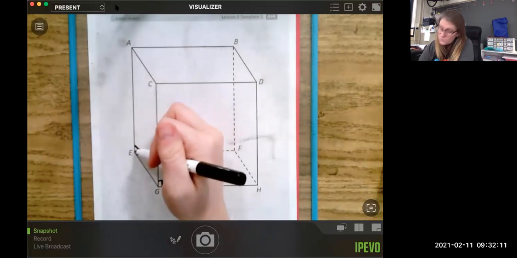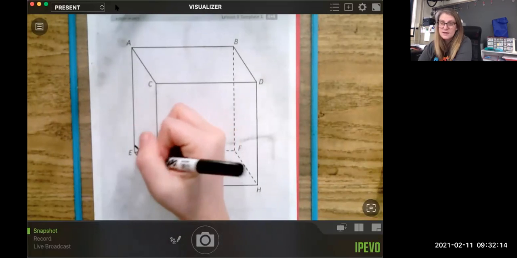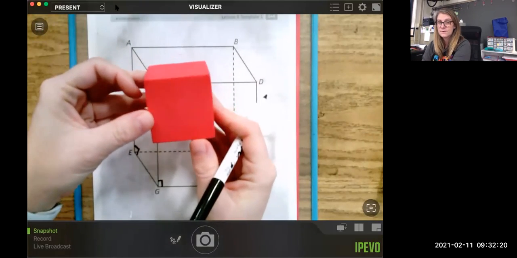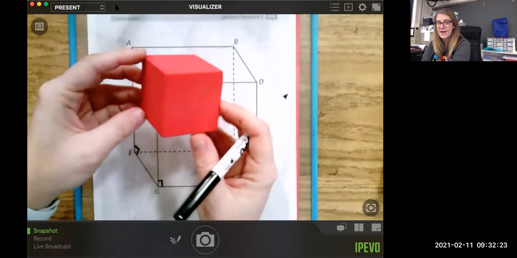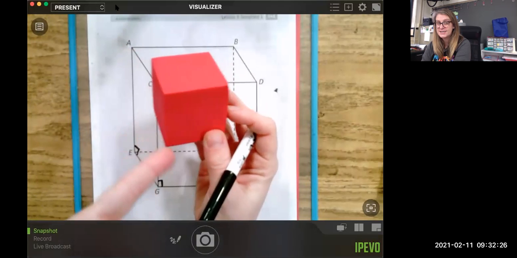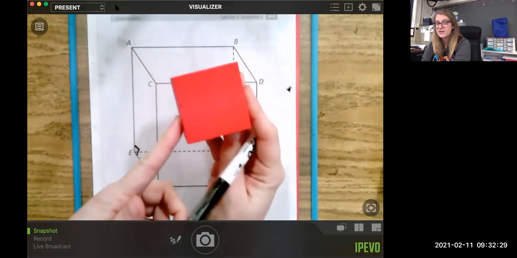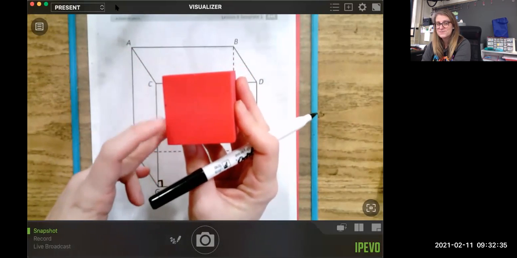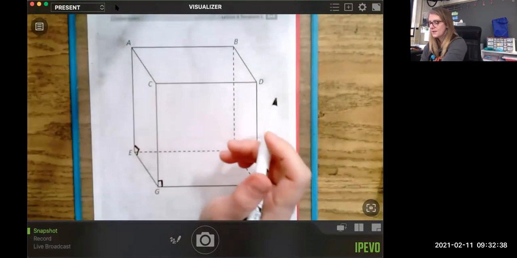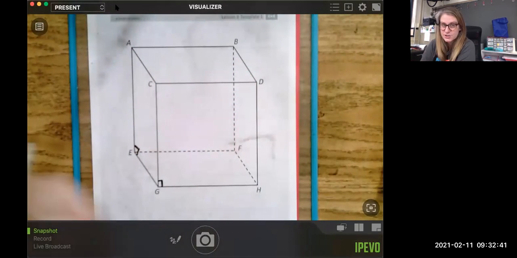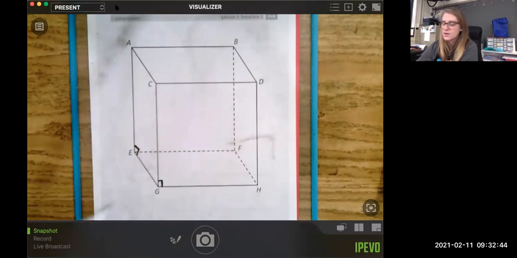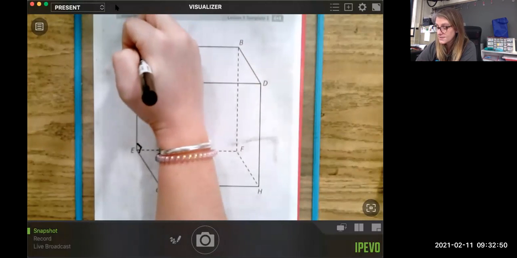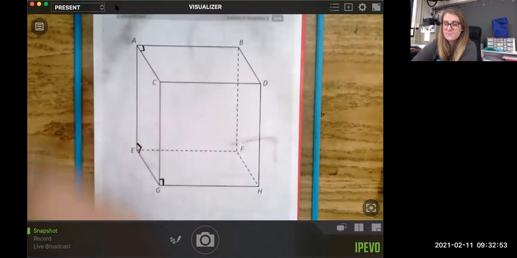However, this angle, when you're looking at this picture, looks like it is obtuse. But if we were looking at the shape like this, AE is right here and EG is right here. And if I turn my cube, then we know that these 2 edges are perpendicular. Okay. Another one, which also looks obtuse in this picture. Actually, let's do one that looks acute in this picture. AC and AB are also perpendicular for the same reason.